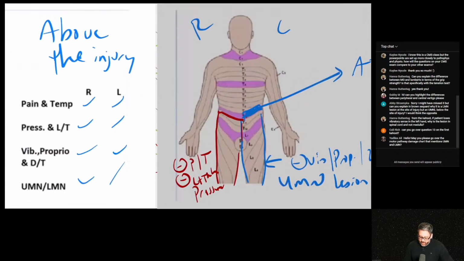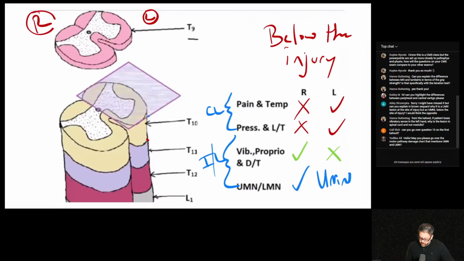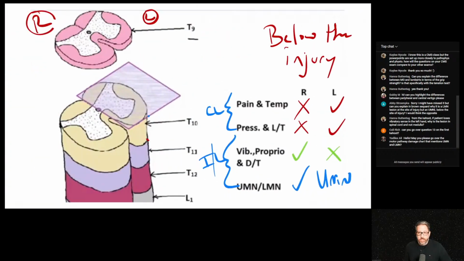Now, let's go below the injury. Here we are. So below the injury, these neurons are coming down. This is the upper motor neuron, right? It comes from the brain all the way down, follows its corticospinal tract, and goes all the way down through every single vertebra. It's going to leave to go down its spinal nerve to innervate whatever muscles it's got to go to.